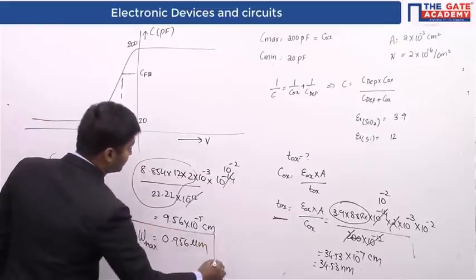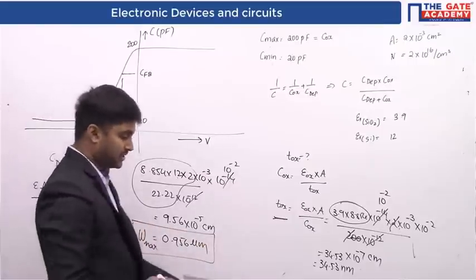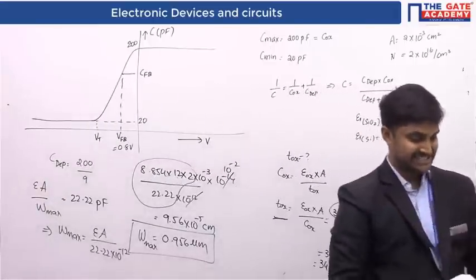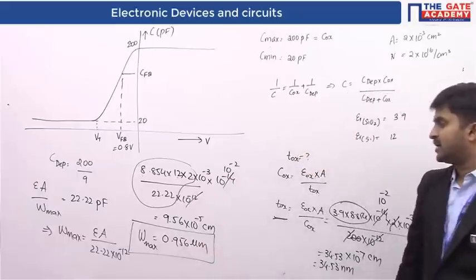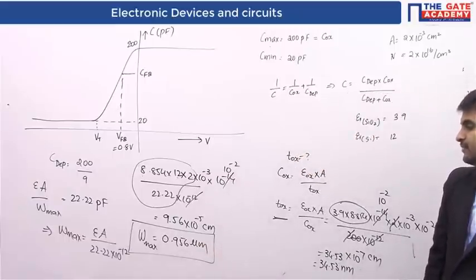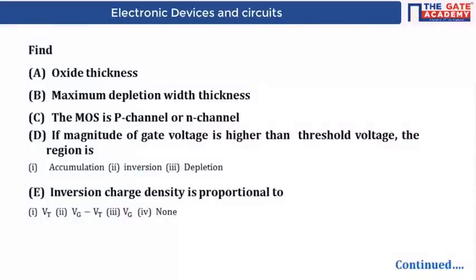There is a maximum depletion region width thickness, which is going to be equal to 0.956 micrometers.